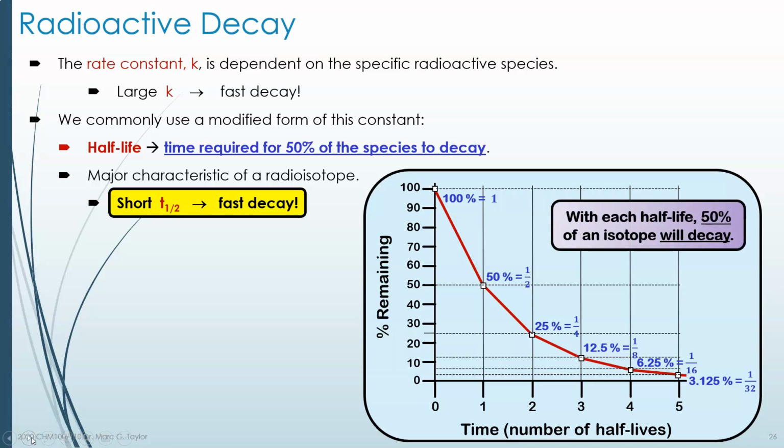With each half-life, 50% will go. So you'll notice at 1 half-life, we're at 50%. At a second half-life, we're at half of the 50%, et cetera, et cetera.